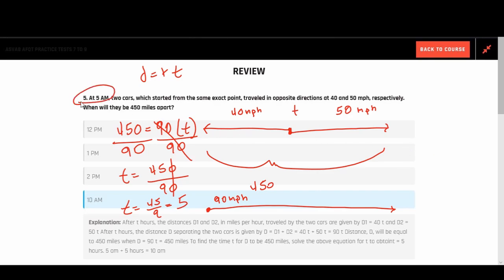Since we started at 5 a.m., we have to add 5 hours to that. 5 to 6, 6 to 7, 7 to 8, 8 to 9, 9 to 10. So at 10 a.m., they will be 450 miles apart. So that's that one.